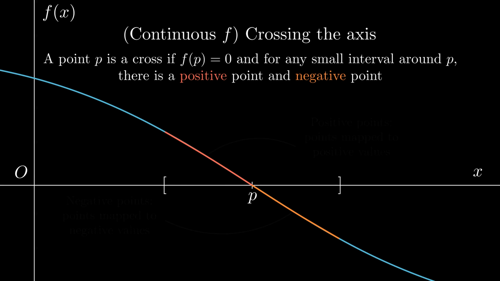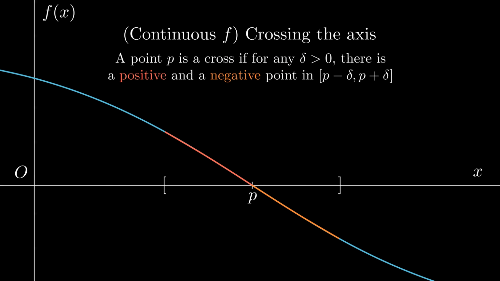To put this in terms of symbols, a point P is a cross if f of p is equal to 0, and for any positive delta, there is a positive and a negative point in the interval p minus delta to p plus delta. We can see in this example that the dotted lines lead to a positive and negative point on the left and right respectively, so the point P counts as a cross here.